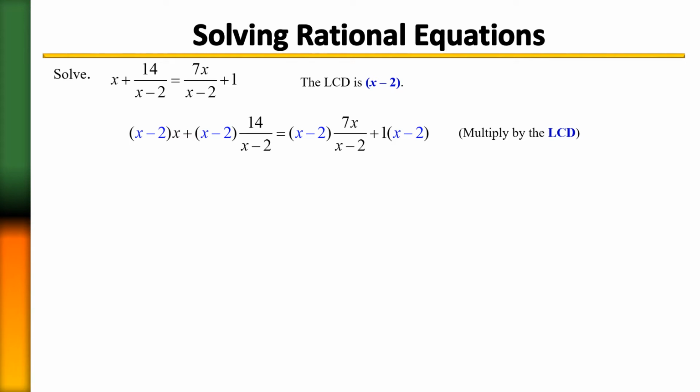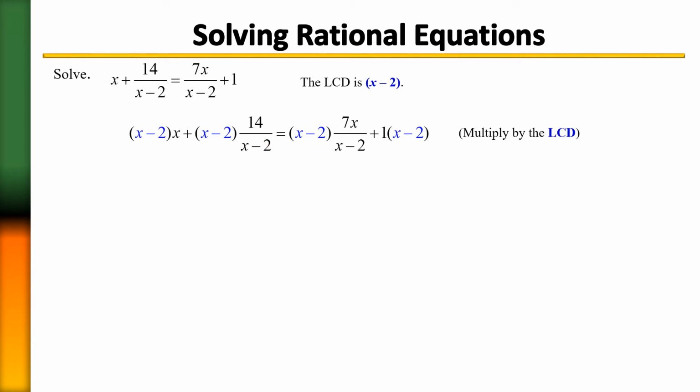So you're only going to be canceling where you see a fraction or rational expression. So for example, the first term, you're not going to cancel anything there. But the second term is a rational expression, so you're going to cancel the x minus 2 on bottom with the x minus 2 on top. Anything on the side is the same thing as being on top.